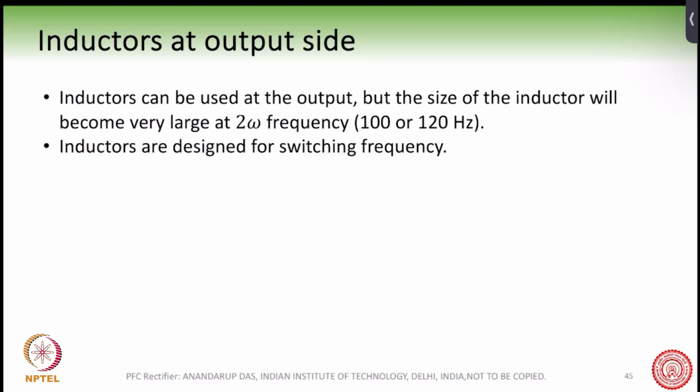Now, instead of capacitors, of course, inductors can also be used as the energy storage element. But the size of the inductor will become very large, because if you use an inductor instead of a capacitor at the output, then it has to absorb this 2 omega ripple in the power. The 2 omega frequency means 100 or 200 hertz, and at that frequency the size of the inductor will become very big. And so we do not use inductors. Generally, inductors are designed for switching frequency, as we have seen in the example, like hundreds of kilohertz.